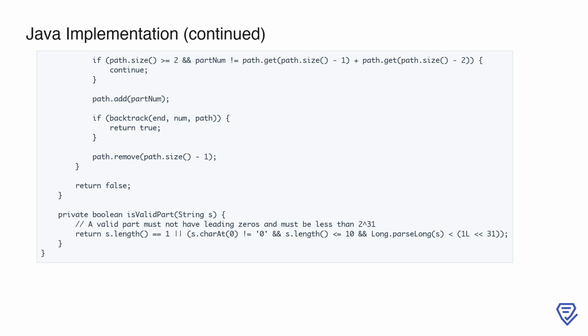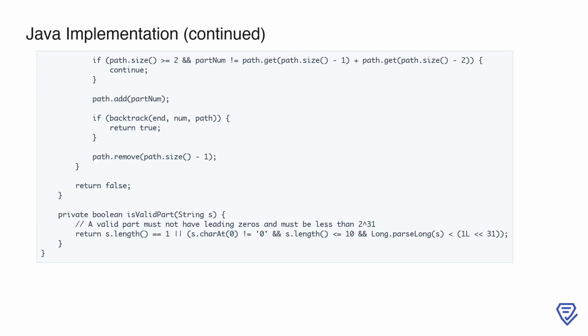If it's not valid, we break out of the loop. If it is valid, we convert the substring into an integer, part number. We then check if adding this number would maintain the Fibonacci property, which requires the last 2 numbers in the sequence to sum up to the current number. If the condition isn't met, we skip this number and continue the loop.